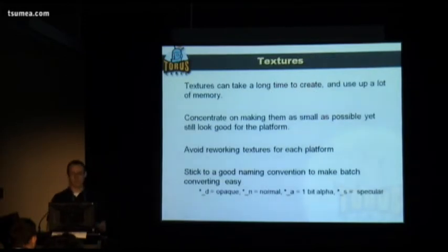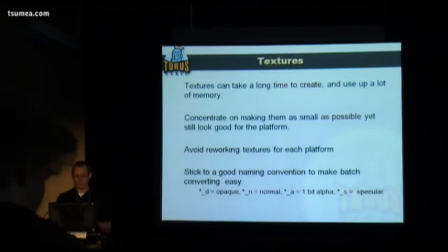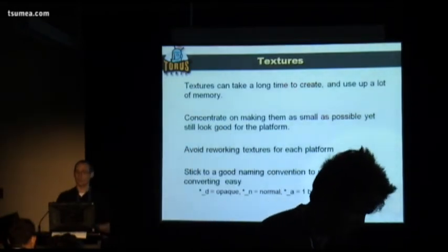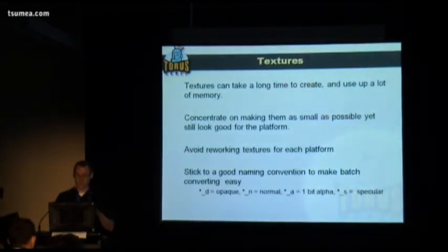Textures, another big part of development. They can take a long time to create, especially on 360, PS3, PC, where you've got diffuse, normal, spec, and any other textures you might have for various effects. And of course you want to make them as small as possible. Saves memory, saves time to upload them to your console, saves space on the disk if you want to keep under a CD or 4.5 gig for DVD or whatnot. And where possible, you want to avoid reworking them as much as you can.